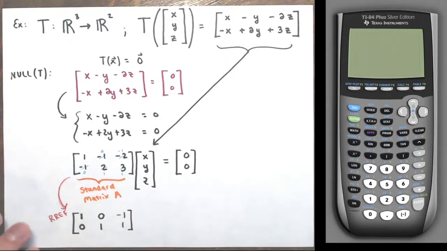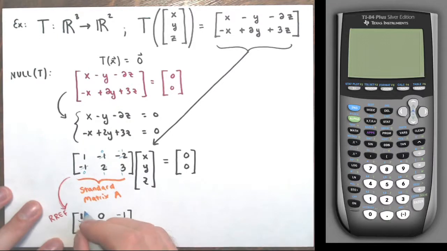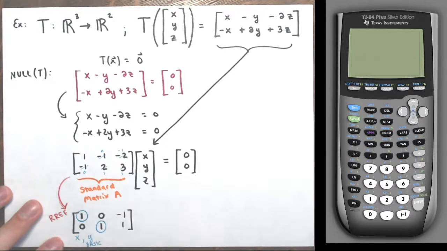Look for the pivots. The first column has a pivot, so x, remember these are coefficients of x, and the second column is a pivot. These are coefficients of y. X and y are my basic variables. And then the third column is not a pivot. So z, these were coefficients of z, z is free.